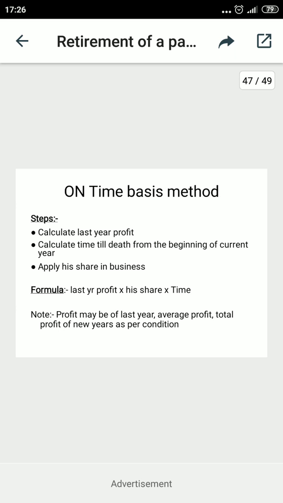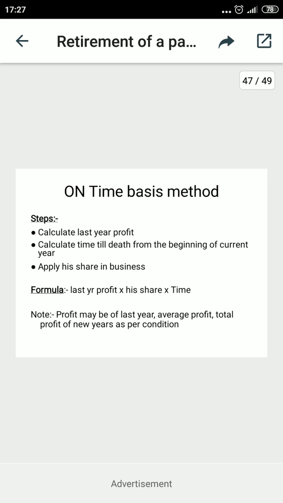Here are 3 points which you have to consider. The first is to calculate the profit. Here I am taking the base as the last year's profit. Sometimes the question may say to take the average profit, or the total profit of the last few years. So first we have to take the profit as a base. For example, here I am taking the base profit of the last year. But whether it is given as average profit, super profit, or total profit, the first step is to select the base.